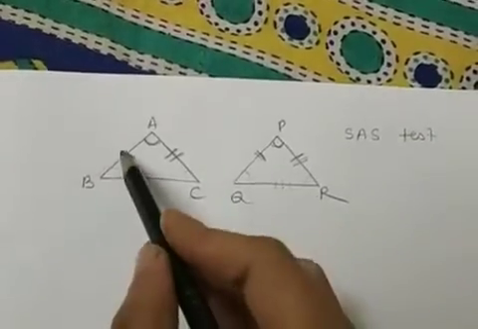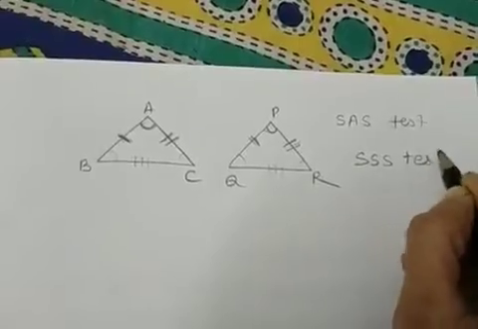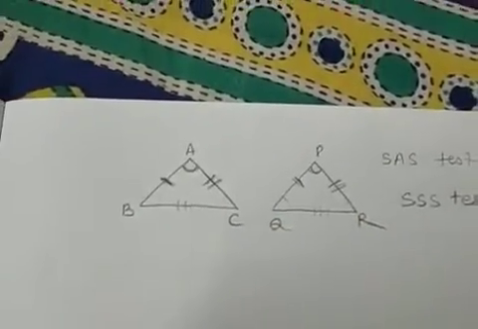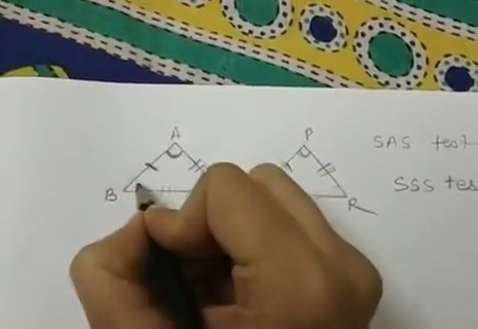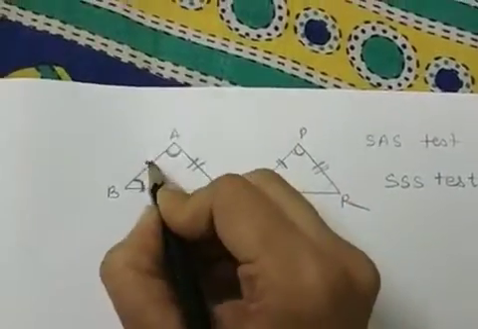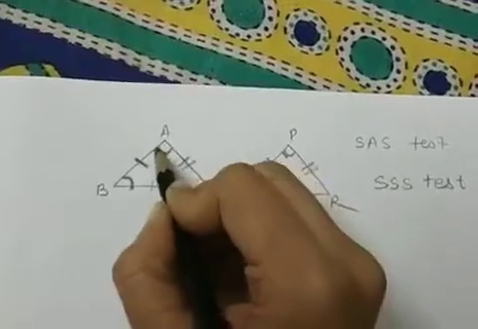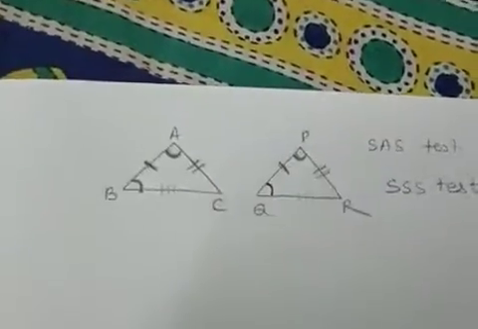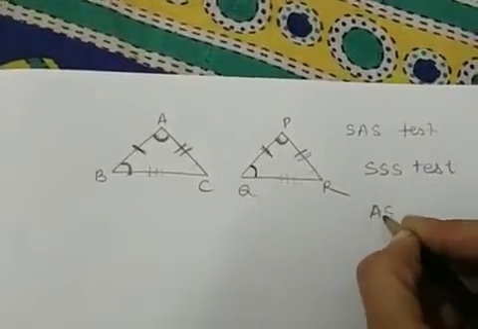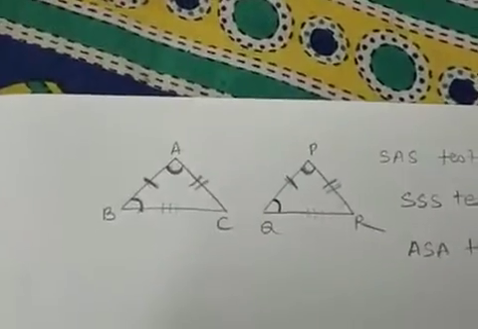In the first case, all three sides we had taken, so it was equal by SSS test. Another one is by ASA test. Means what? Suppose this angle is equal to this angle, this side is equal to this side, and this angle is equal to this angle, then these two triangles are said to be congruent by ASA test. So these are the different tests for triangles to be congruent.